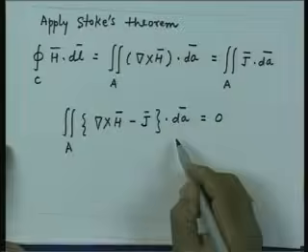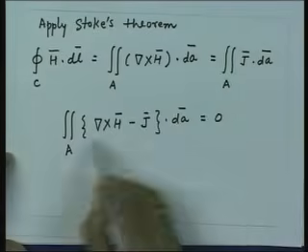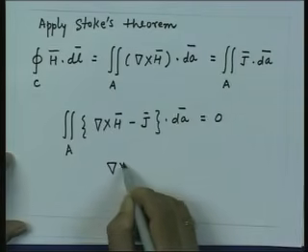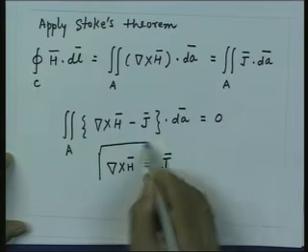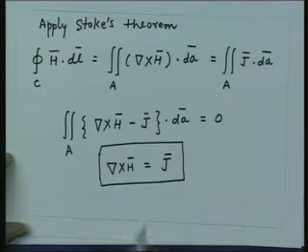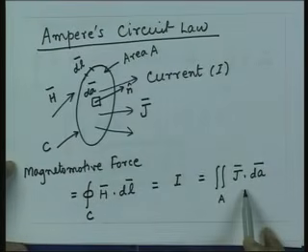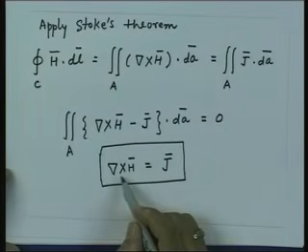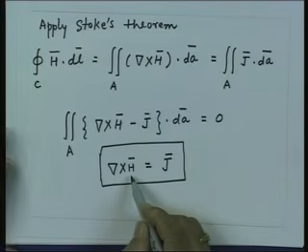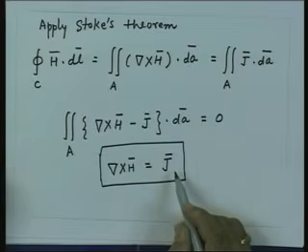Since this relation should be valid for any arbitrary area, this quantity should be identically 0. So, this gives essentially del cross H equal to J. So, Ampere's law in the integral form is this, whereas the same law, by applying the Stokes theorem, we get in differential form, and that is that. So, essentially the curl of H is equal to the total or the conduction current density at that location.